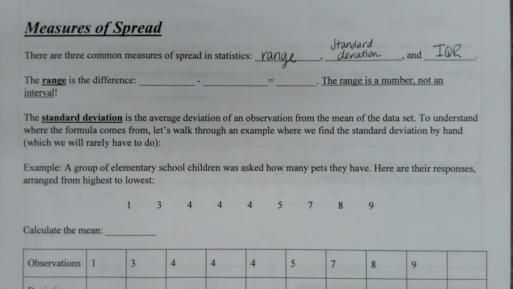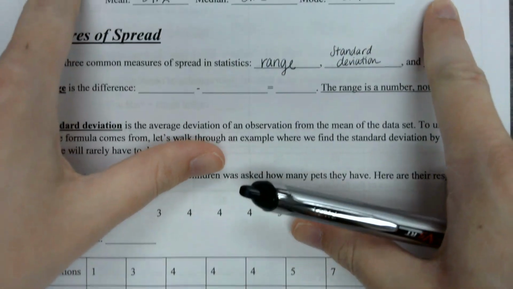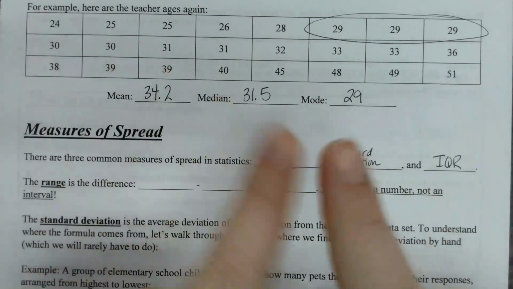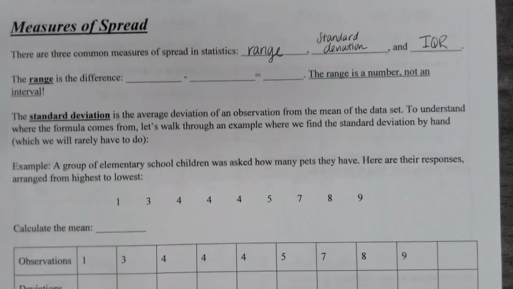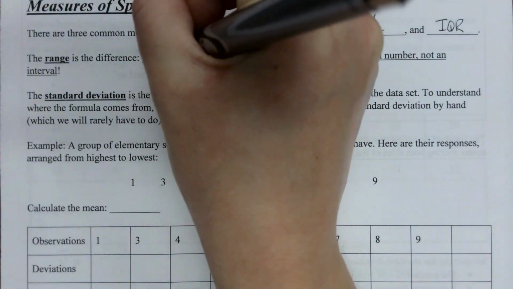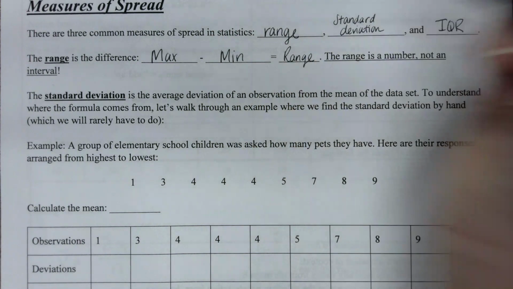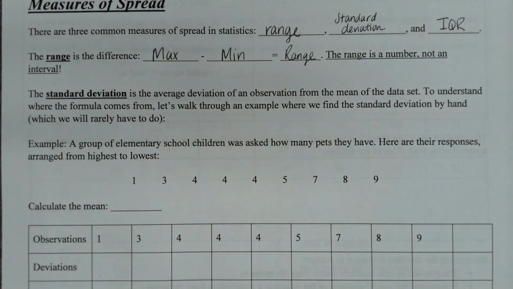So range, we've already talked about. It's how far our values vary. And this is a number, not an interval. So we say our values vary this many inches, this much time, this number of years. If we want to look at years here, we're going to take our maximum minus our minimum, and that's our range of our values. That's how many years span between the teachers. So we take our maximum value minus our minimum value, and that gives us our range. Once again, not an interval, just a number.